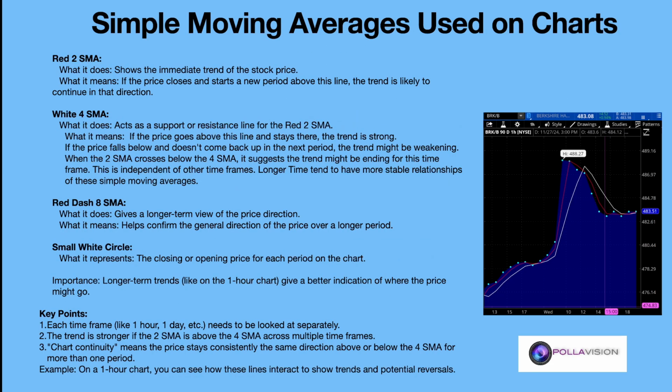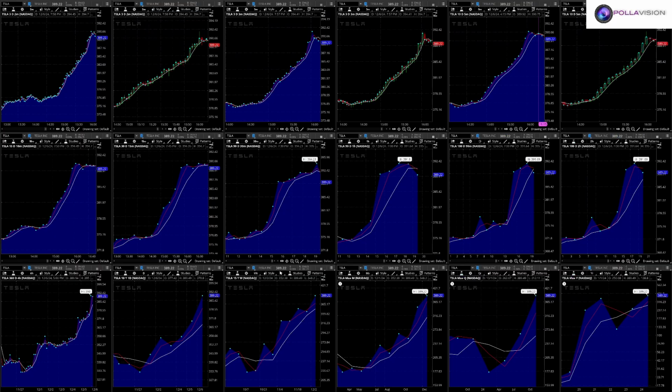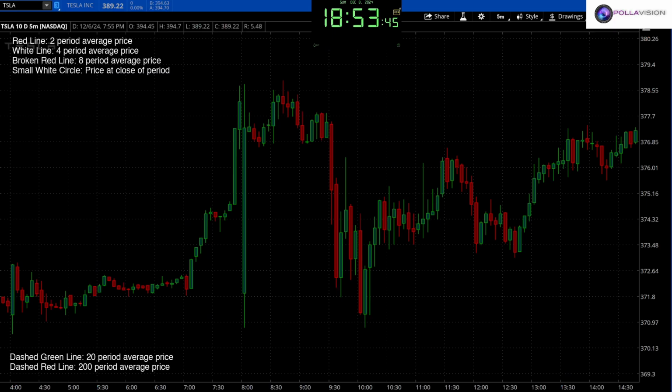So I use simple moving averages because, unlike a lot of people, price aggregation over time is more important than the exact price of a stock in trades. So what I do is look at multiple time frames, and you'll see no candles on this chart. We're going to look at a standard chart that most people are used to looking at. This is bars.